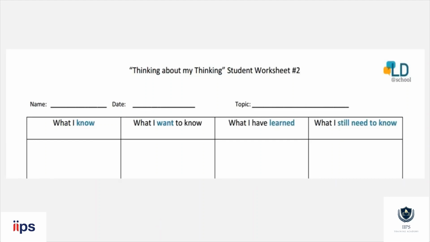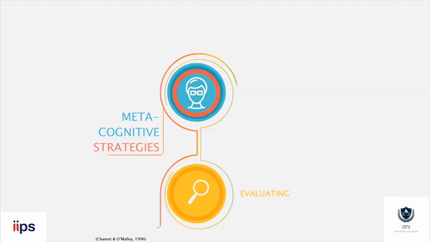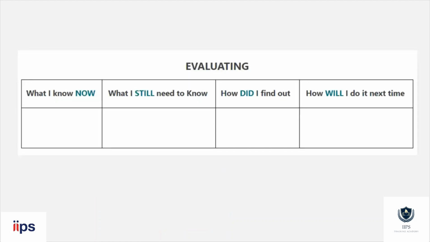The last part is evaluating. The learners consider and evaluate how well they accomplished the learning task, how well the strategies they used worked, and what they might do the same or differently in the future. During the evaluation, they are already taking steps to plan for the next time.